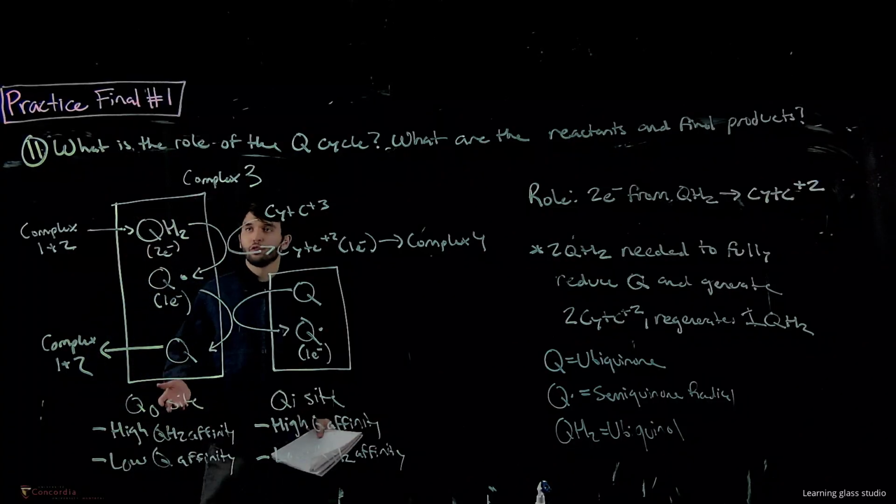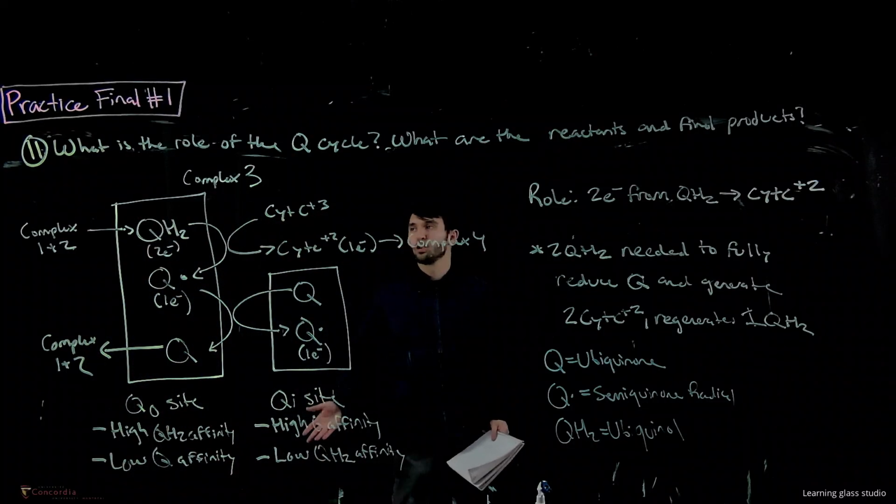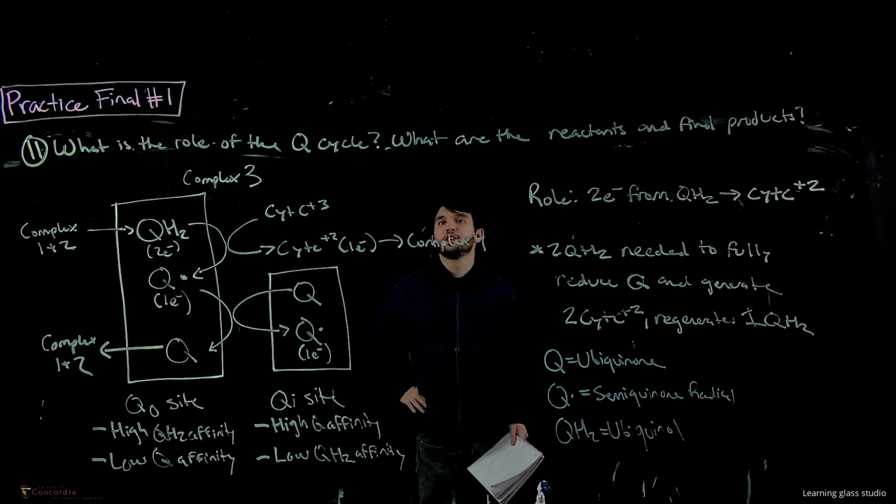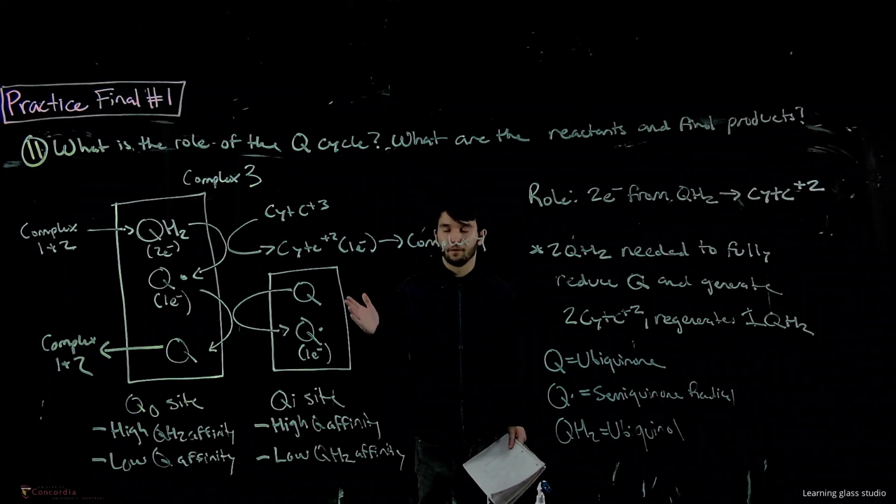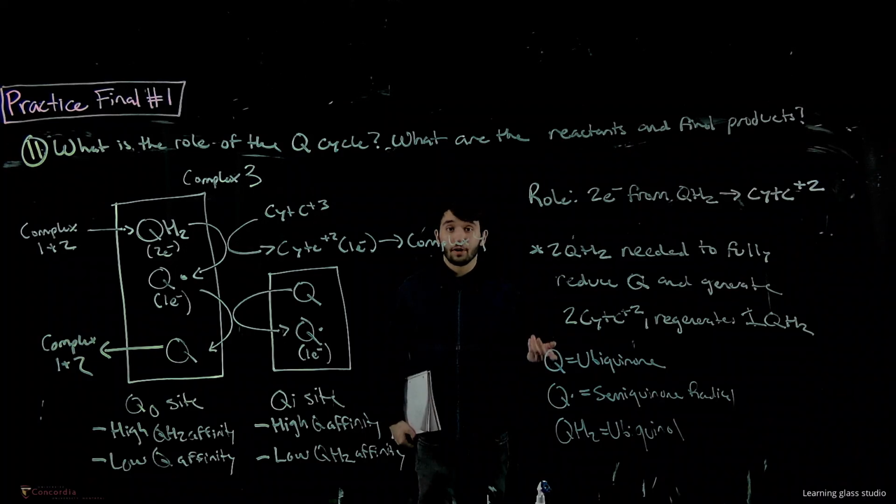Okay, question 11. This is about the electron transport chain now. What is the role of the Q cycle? What are the reactants and the final product? The Q cycle takes place inside complex 3. I've gone over this already in more detail in my electron transport chain ATP synthase video, but we'll go over it here again in a bit less detail.